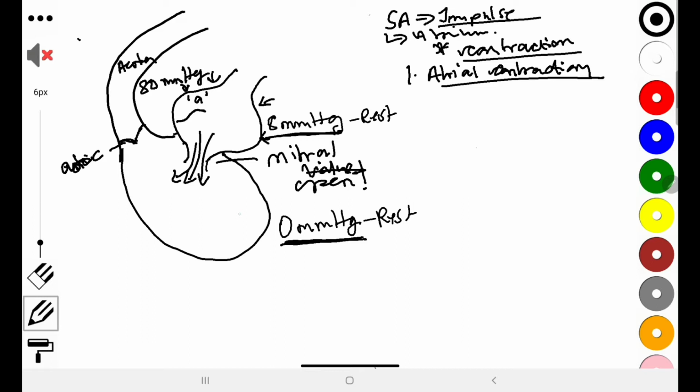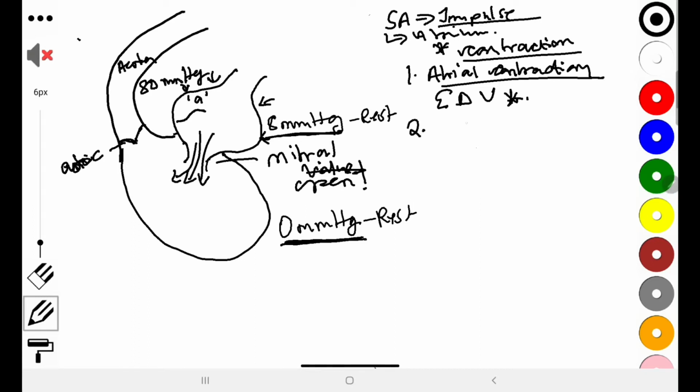Now, whilst the atrium is pumping blood into the ventricle, the ventricle will have the blood that was coming from the atria translated into it. The volume of the blood in the ventricle at this point is known as end diastolic volume. We'll get back to this soon, so keep that in mind, end diastolic volume. All right. So that is what is happening in the first phase.